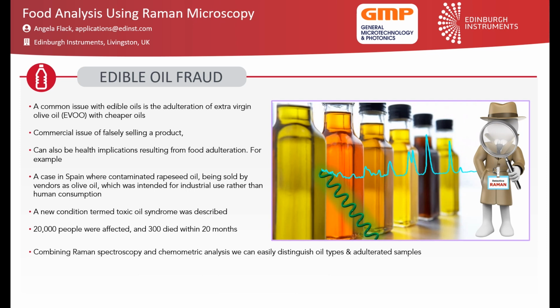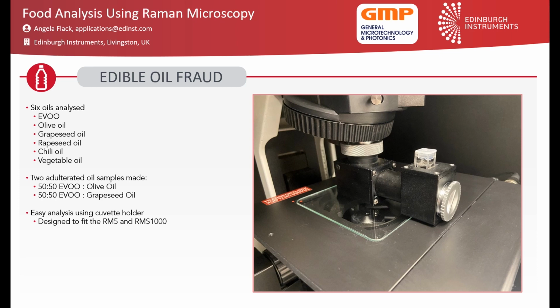So being able to detect the oil is legitimate is crucial both for the industry and for safety. To demonstrate how Raman spectroscopy can be used to help with this problem, 6 supermarket oils were analysed and 2 adulterated oil samples were made containing 50% extra virgin olive oil and 50% olive oil or grapeseed oil.